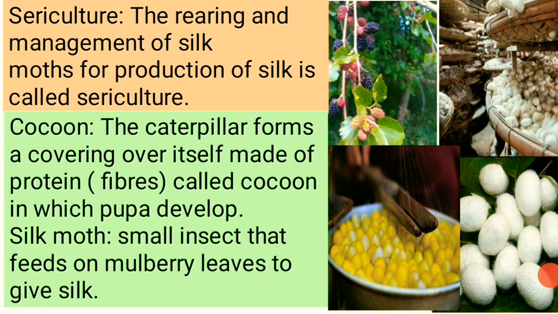Sericulture. The rearing and management of silk moth for the production of silk is called sericulture. Cocoon. The caterpillar forms a covering over itself made up of protein fibers, called cocoon, in which the pupa develops. Silk moth, a small insect that feeds on mulberry leaves to give silk.